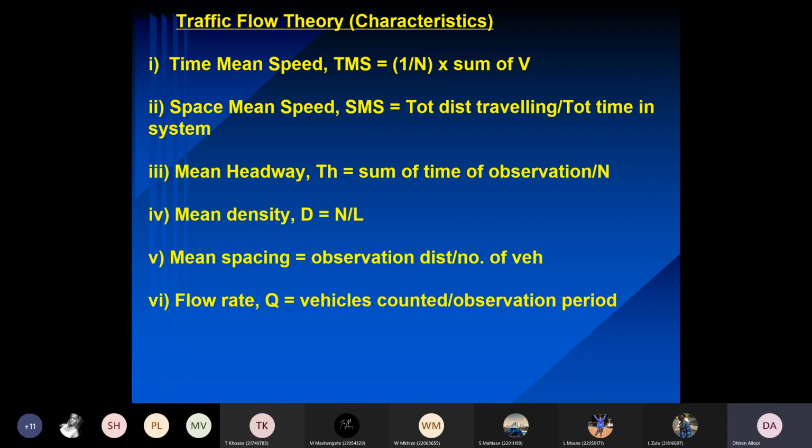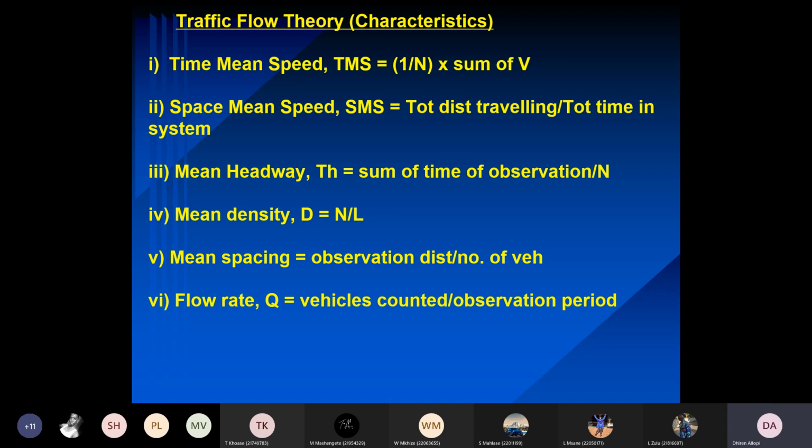Before we look at the example, let's look at some of the definitions and some of the relationships and formulae relating to headway, density, spacing, flow rate, speed, and so forth. So these fall under the characteristics of traffic flow theory. Firstly, time mean speed is spot speed, instantaneous speed, what we use for a speed trap device. That's your time mean speed.